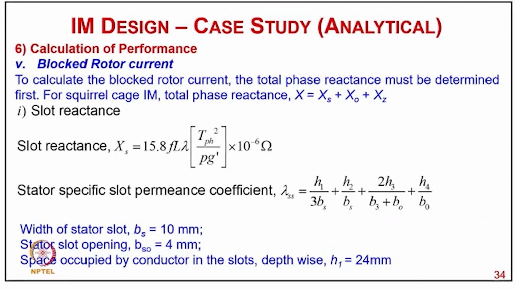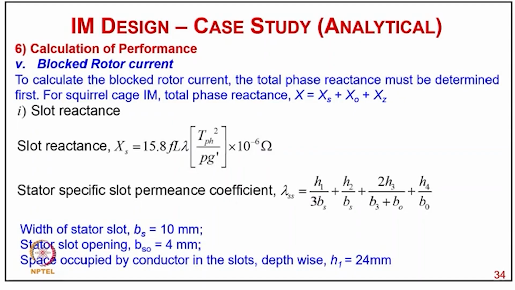Now coming to the calculation as a part of performance, the block rotor current. You can call it standard or block current. We have to find out the current drawn by the motor under block rotor condition at rated condition. So we have to find out the equivalent circuit parameters which come in series. We already have the resistance, and we have to find out the leakage reactance for stator and rotor, or the combined leakage reactance here. To calculate the block rotor current, the total phase reactance must be determined first.